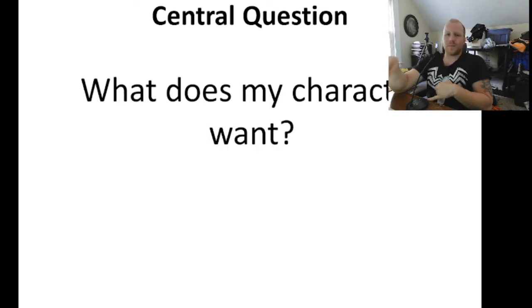When understanding character and motivations, there's a central question you need to ask yourself. And this is not just in the plotting phase. This is throughout the entire story. Whatever you're working on throughout this entire process, you need to constantly be asking yourself this question. What does my character want? I don't care if you are in the middle of your story. Ask yourself, what does your character want?